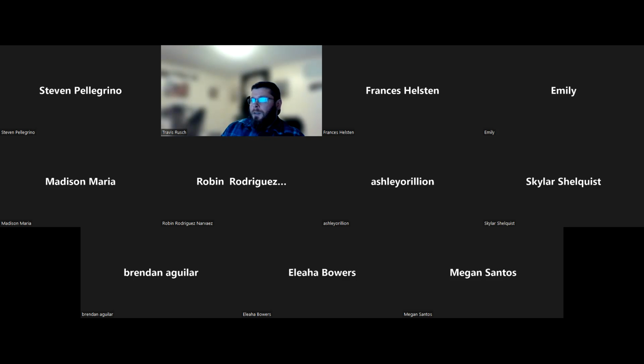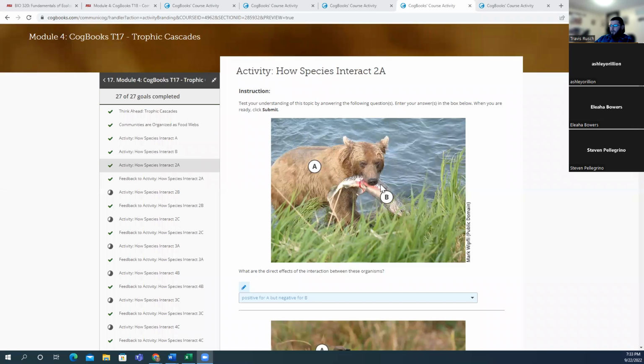All right, so number 9 says, given a photo of 2 species interacting, identify the type of interaction and its direct effect on each species. These are going to be exactly like the activities in Cogbooks, right? Let me pull these back up real quick. These are all the density populations. So you might get similar pictures like we saw this buried fish earlier, but the question's different. So I might say, what are the direct effects of the interaction between these organisms?